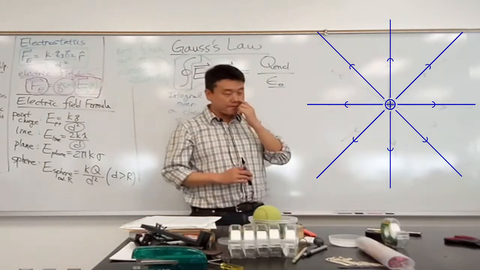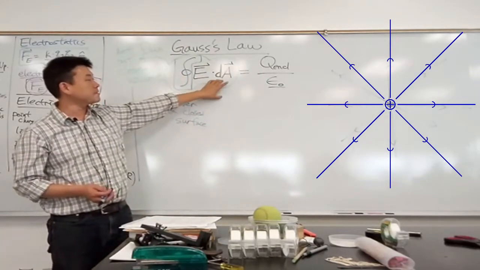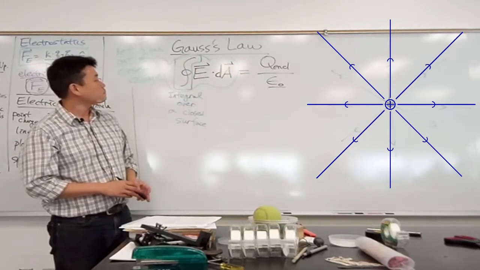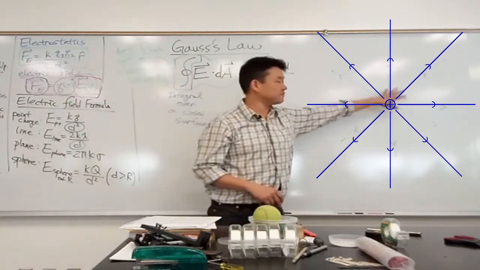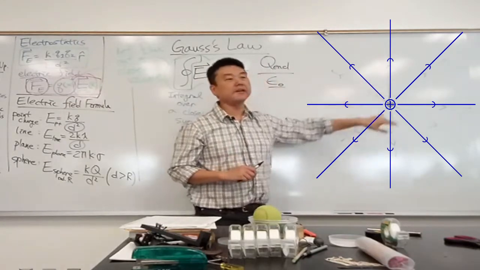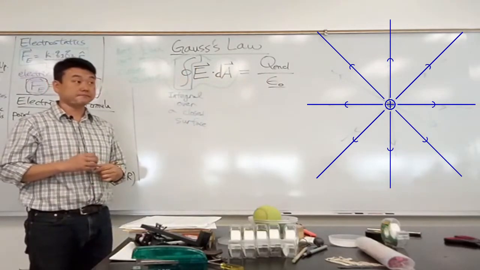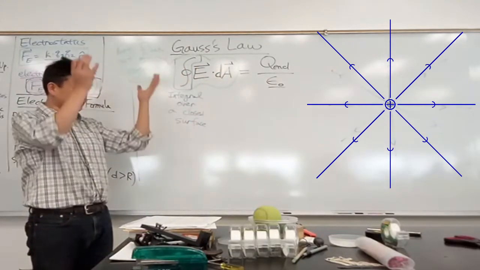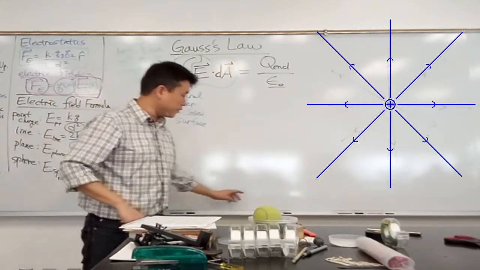All right, I promised that I would make use of Gauss's law or make some sense of it. All right, what's lacking in this picture? Something's missing. I have electric field, but something is missing here to make use of Gauss's law. Some closed surface, right?